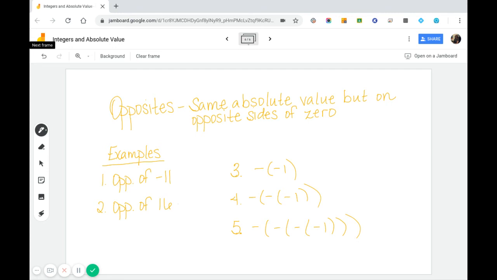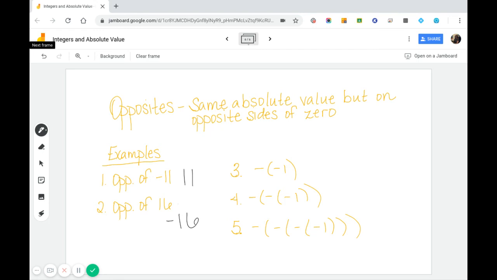So for your examples, number 1, the opposite of negative 11, just change the sign. It's 11. Number 2, the opposite of 16, just change the sign. It's a negative 16. Now 3, 4, and 5, every time I show these in my classroom, I make them bigger and bigger every time and just completely ridiculous. But there's a shortcut to these. So even though they look super fancy dancy and intimidating, they're really not at all.